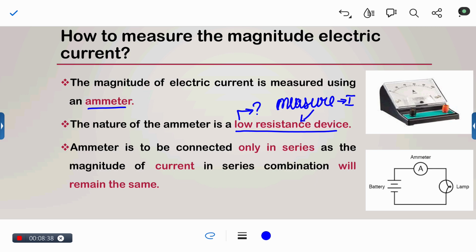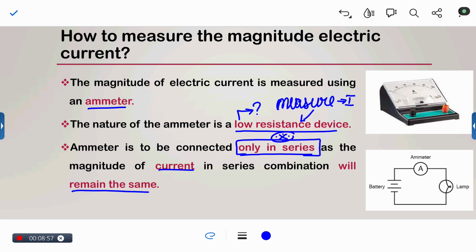And where does the ammeter need to be connected? Always in series. And why? Because in a series combination, the flow of current, that means the magnitude of current, remains the same. In a series combination, the magnitude of current remains the same.